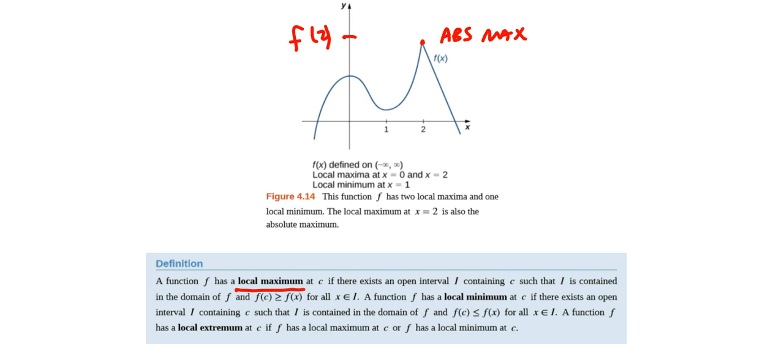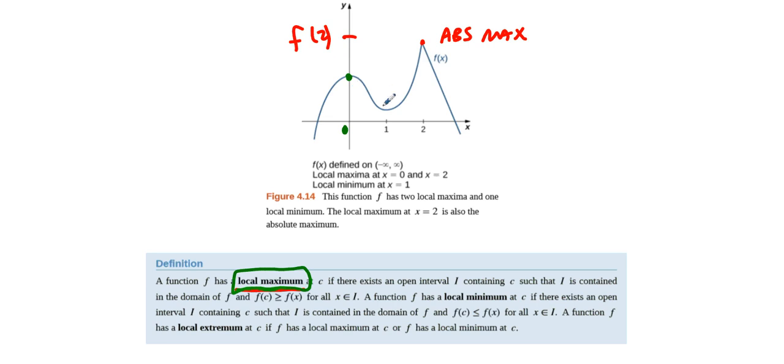But there's this other point over here. This point is the max, but it's not the max everywhere. It's just the max in this little interval. And if that's the case, we call that a local maximum. There is a local maximum at x equals 0 because f of 0 is the highest y value in a neighborhood, in a small area that includes 0.